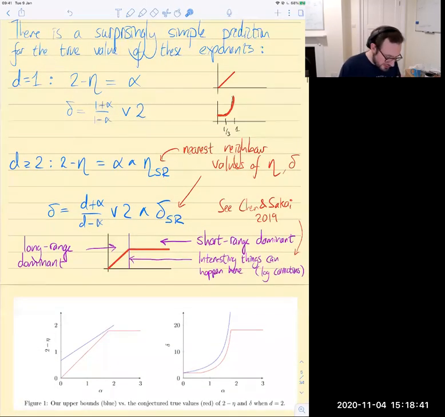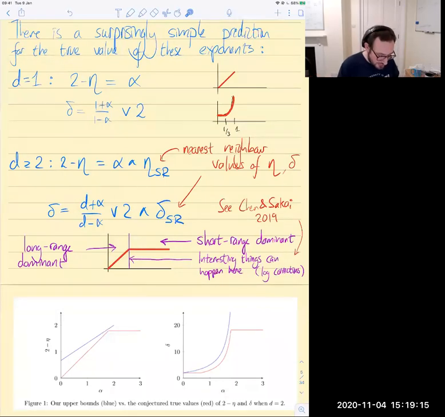And then what's supposed to happen when you go to two dimensions and higher is that there are two phases. So when alpha is small, you should just get 2 minus eta is equal to alpha, as in the one-dimensional case. Okay, so this two-point function is getting worse and worse. It's getting bigger and bigger until you hit the exponent that you should get for the nearest neighbor model, and then it stops changing. So that's the prediction.